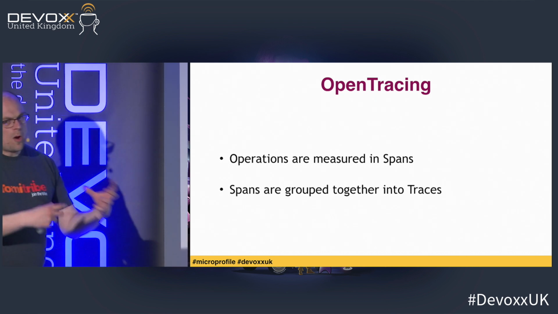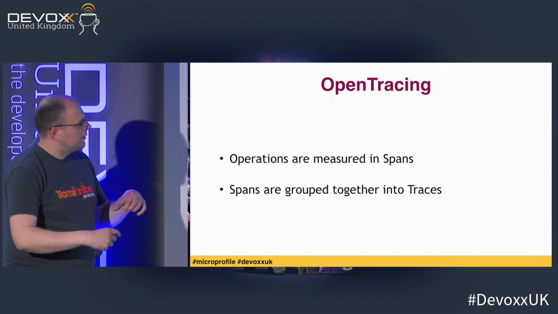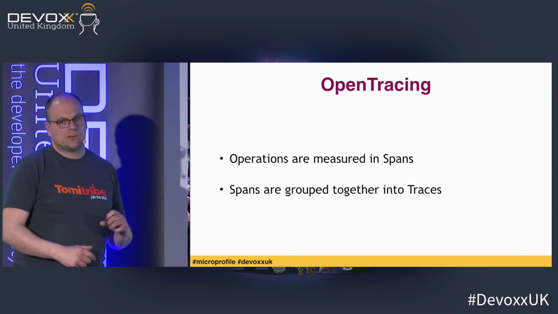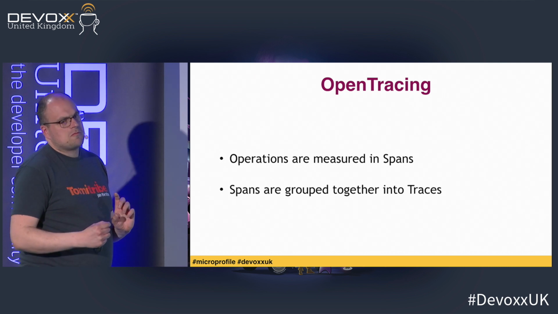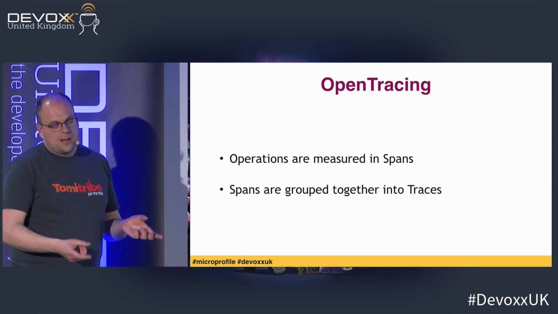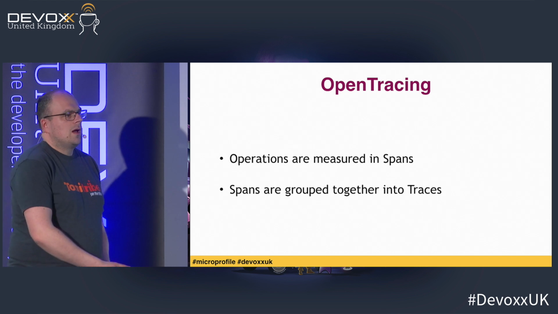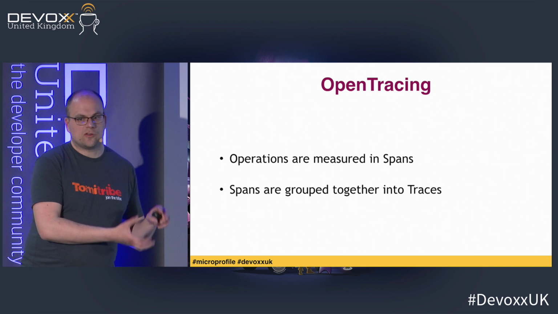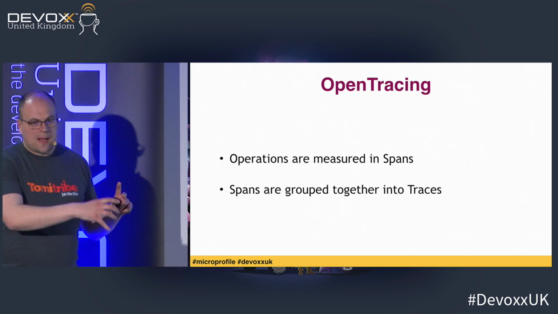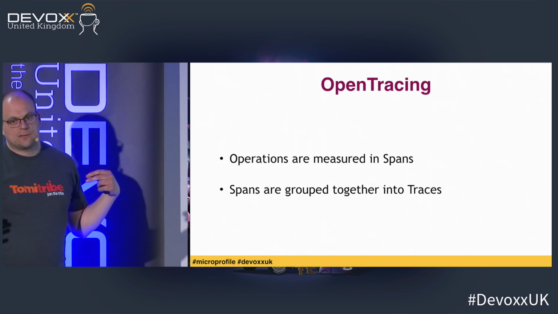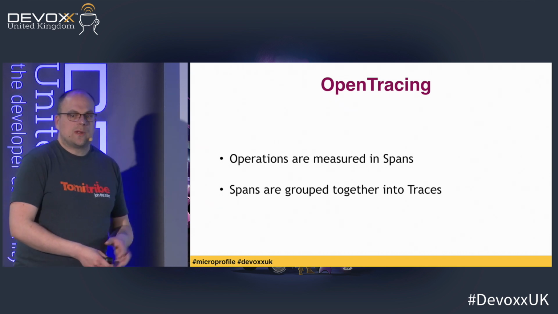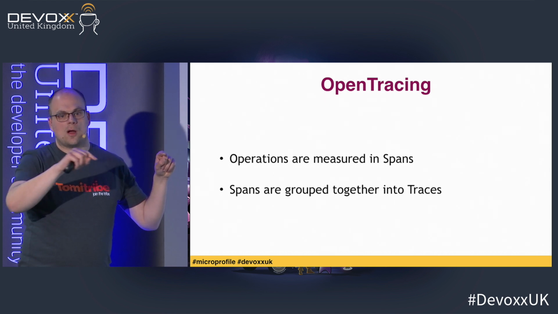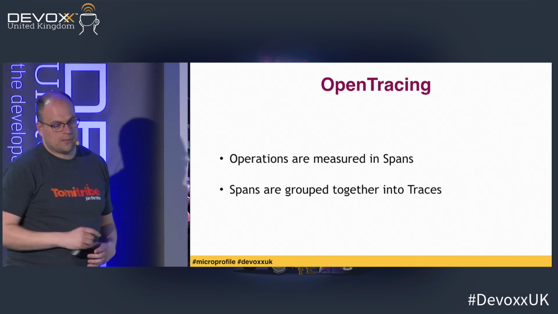There are a few things in terms of concepts in OpenTracing. We have spans and traces. A span is in effect an operation. A particular JAX-RS call, for example, would be captured as a span, and all of the spans together make up a trace. Spans have parents, so we can see one particular span calling another span, so we can see the call hierarchy through our system.